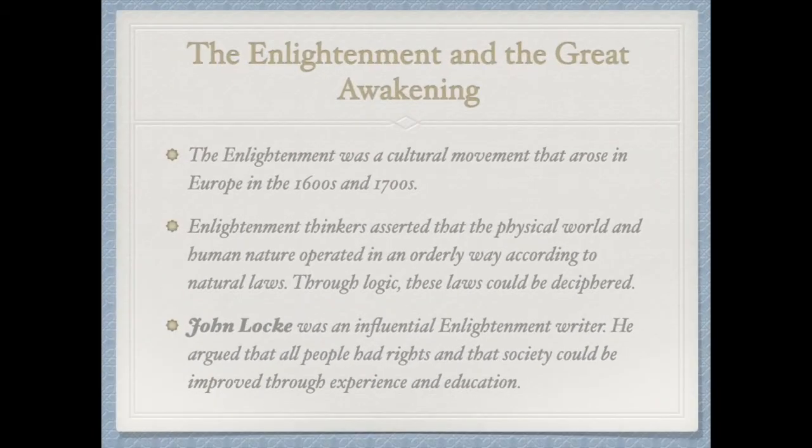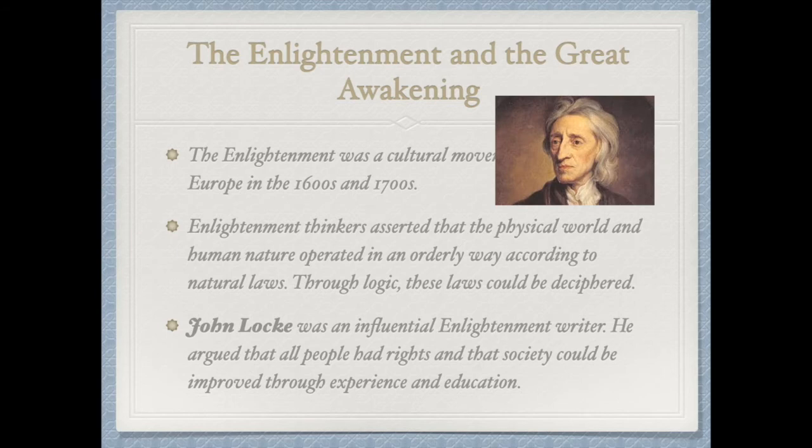The Enlightenment and the Great Awakening. The Enlightenment was a cultural movement that arose in Europe in the 1600s and 1700s. Enlightenment thinkers asserted that the physical world and human nature operated in an orderly way according to natural laws. Through logic, these laws could be deciphered. John Locke was an influential Enlightenment writer. He argued that all people had rights and that society could be improved through experience and education.